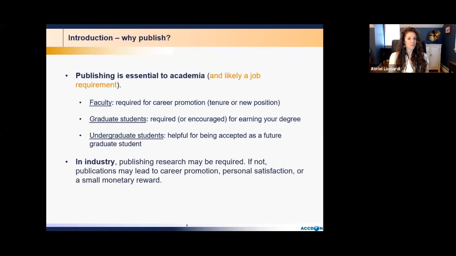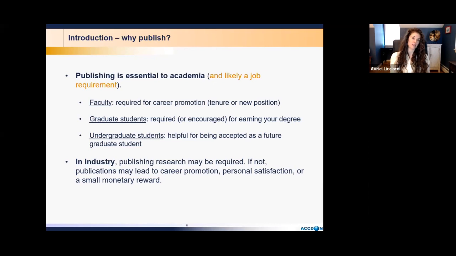There is also, of course, the other side to why publish, and that may be simply because it's required of you. There's really no way around it. Publishing is truly essential to a successful career in academia. It's likely a job requirement that you're going to encounter, regardless of what country you're from and which countries you choose to publish in. Specifically, if you're a faculty member, it's likely that publishing a certain number of papers or papers with certain requirements is required for your career promotion.